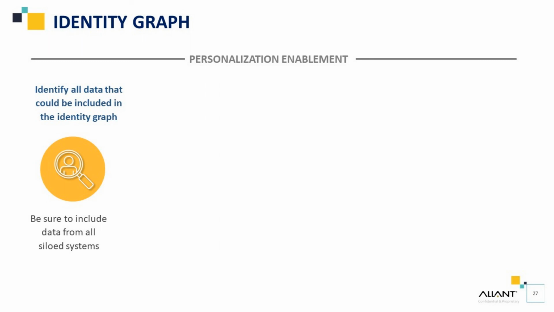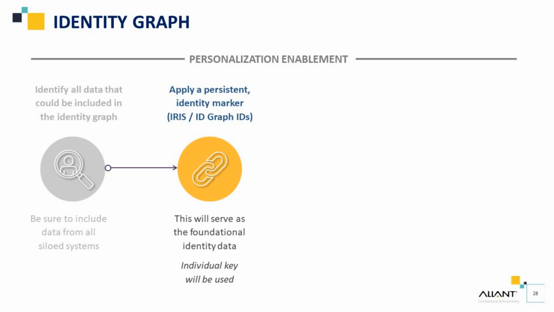According to the Association of National Advertisers, formerly known as the Direct Marketing Association, here are the best practices for laying the groundwork and developing the holistic view of the customer. First, identify all first-party data that should potentially be included in the identity graph, including data from all your siloed systems.